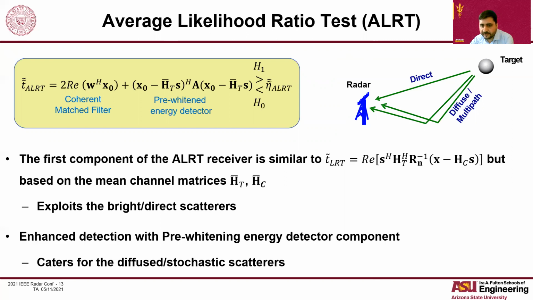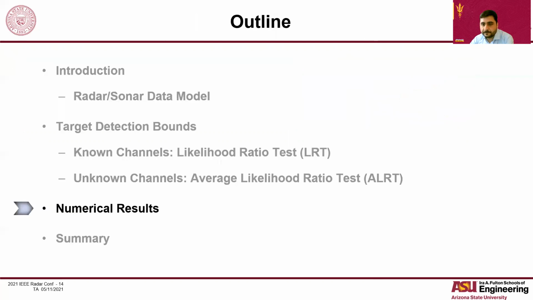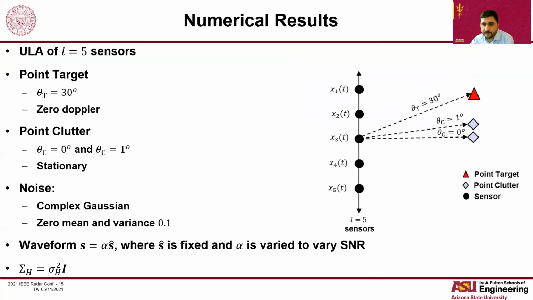The pre-whitening energy detector part caters for the stochastic part of the target by subtracting from the data observation what we know best about the clutter as well as the target, and then projecting on the subspace that defines the stochastic part of the target variations. And hence with the pre-whitening energy detector, ALRT performance is enhanced. Next, I will discuss numerical results.